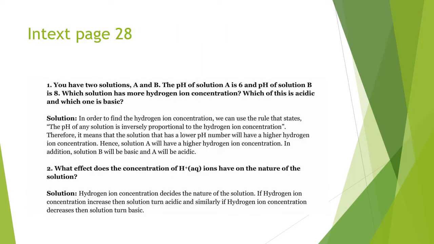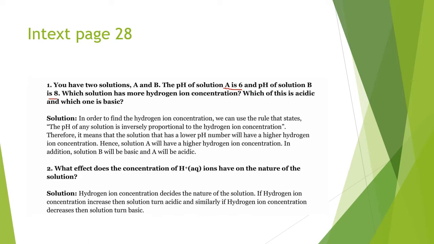Question 1 from in-text page number 28. The question is: you have two solutions A and B. The pH of solution A is 6 and the pH of solution B is 8. Which solution has more hydrogen ion concentration, and which of these is acidic and which one is basic?